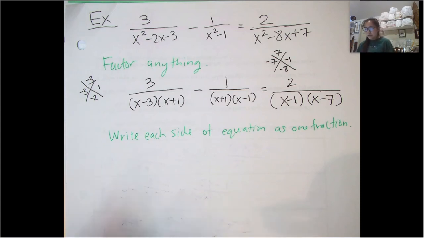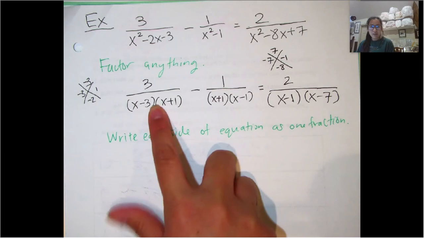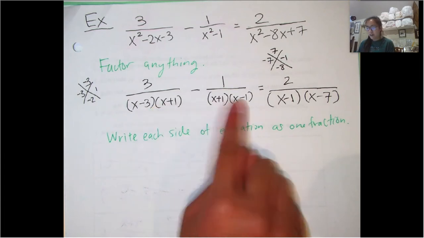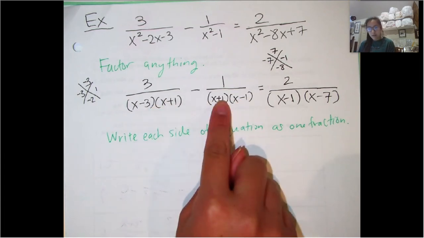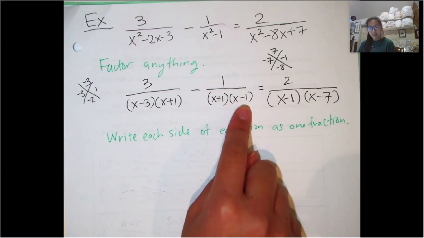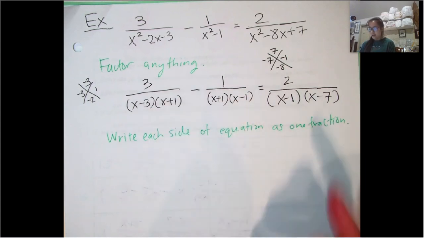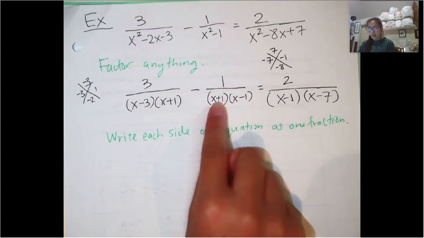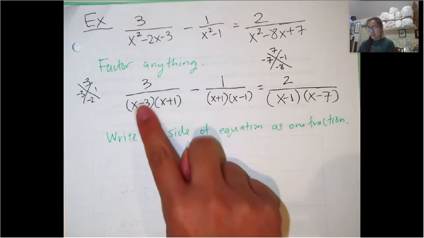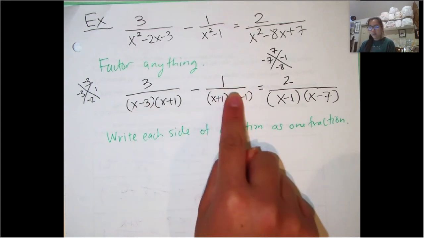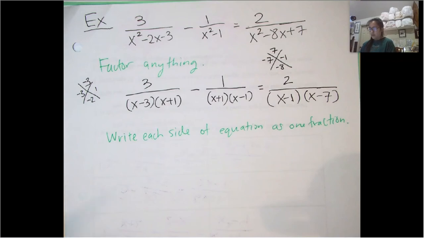So for this one, you want to multiply by any missing factors. The x plus 1 matches up, but the x minus 1 doesn't, so you want to multiply by x minus 1. Over here, same thing: the x plus 1 matches up, but the x minus 3 doesn't, so you have to multiply this one by x minus 3.